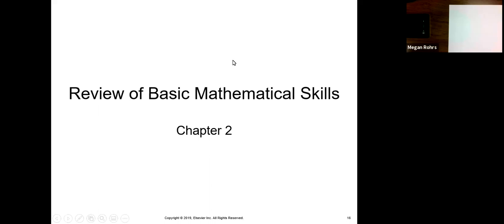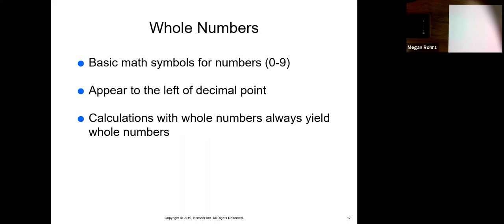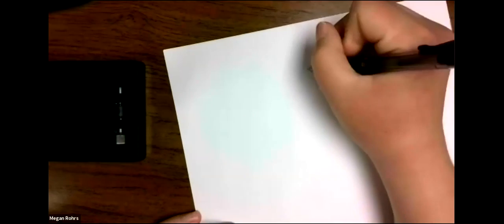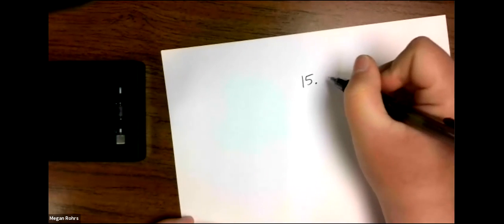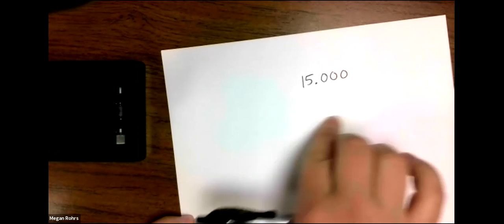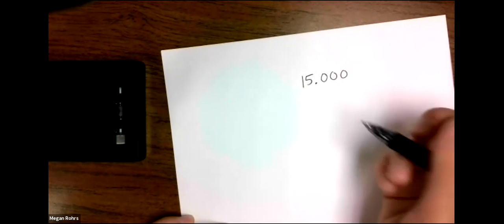Okay, so chapter 2, we're going to be discussing some basic math skills. Chapter 2 starts out with discussing whole numbers. It's important to note that whole numbers always appear to the left of the decimal point. So if I have the number 15, for example, whole number 15, if I follow that up with 0.000, this could continue on and on forever, still just going to be a value of 15. So we're always to the left of the decimal point here.